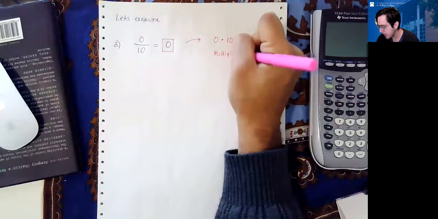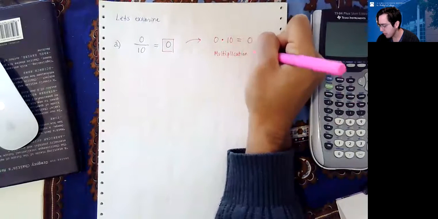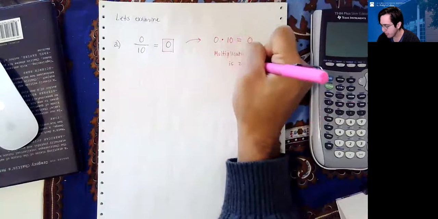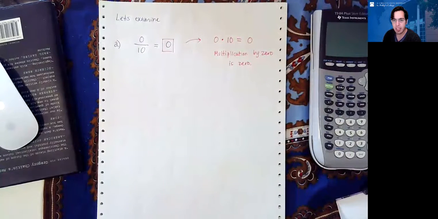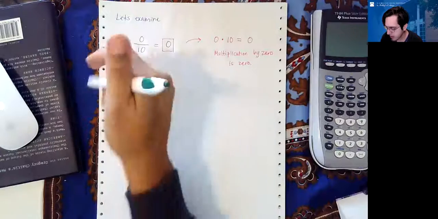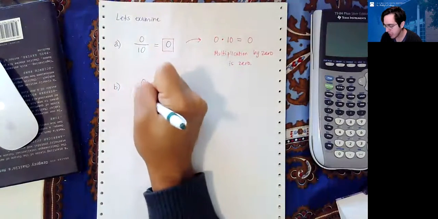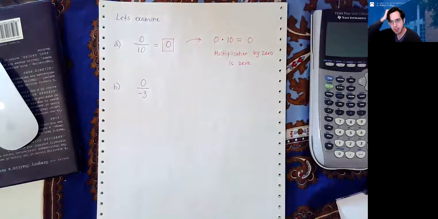So multiplication by 0 is 0. If we can think about it in terms of multiplication, then the division problem becomes a little bit clearer. So here, we might then take our problem up a notch and say, okay, what is 0 divided by -3? What should that one be?